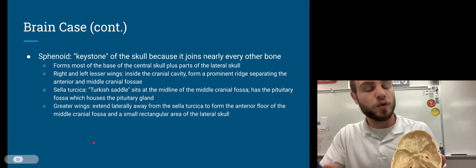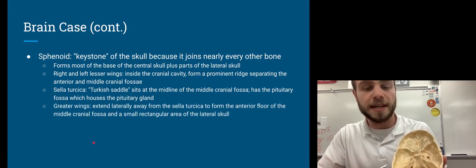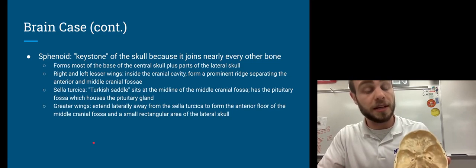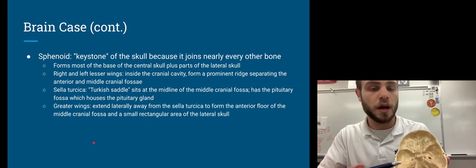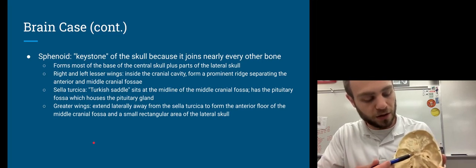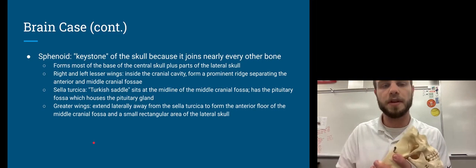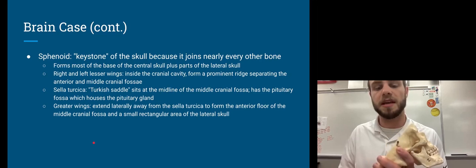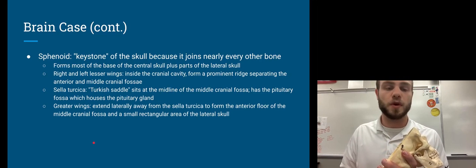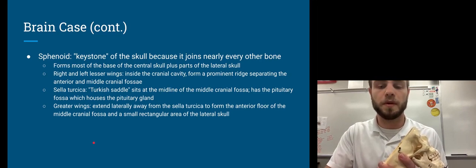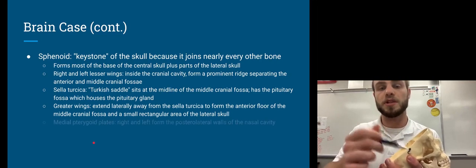You also have the greater wings, which are going to be extending laterally from the sella turcica, from the anterior floor. They're going to form a small rectangular area on the lateral skull. And again, that's not very well defined here, but you would actually be able to see the lateral ends of those greater wings of the sphenoid bone on the lateral skull, because they do reach the outside.